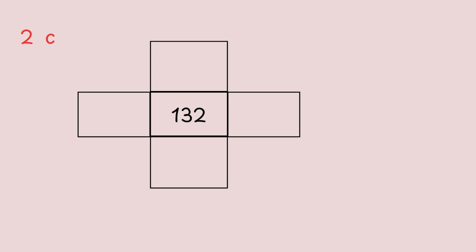Alright, let's look at our third puzzle. Question 2c. But this time, our center number is 132. Let's find its missing neighbors together. First, let's look left and right for our ones. What is 1 less than 132? You got it, it's 131. And what comes right after 132? Moving right, we add 1, giving us 133.